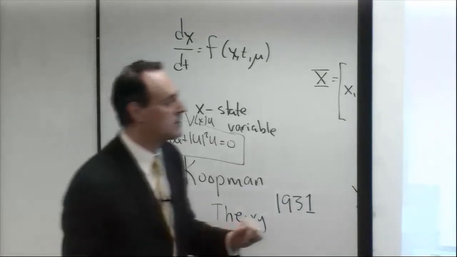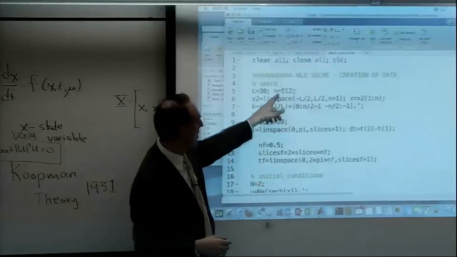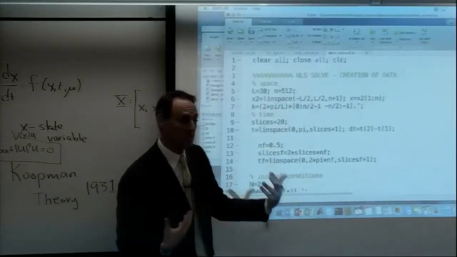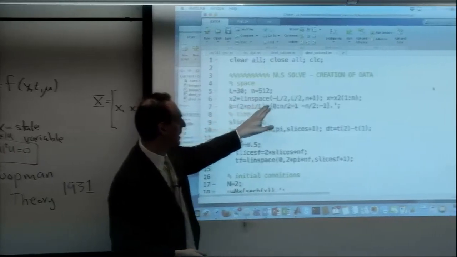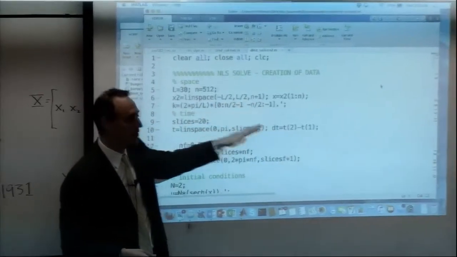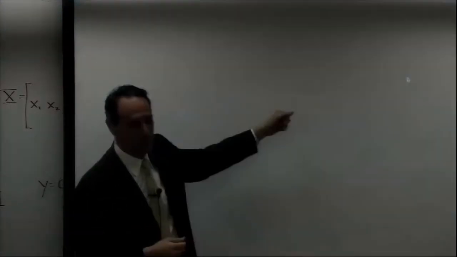And what I'm going to do with solving it is I'm going to pick a domain, size 30, chop it up into 512 points. That's my space. I'm going to make x2 a linear space that goes from negative L/2 to L/2 in n plus 1 points. I'm going to use periodic boundary conditions. So I break it up, and the last point's going to be the same as the first.